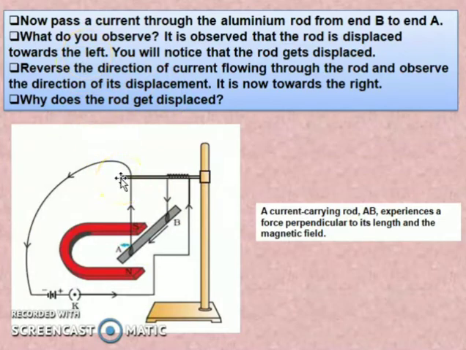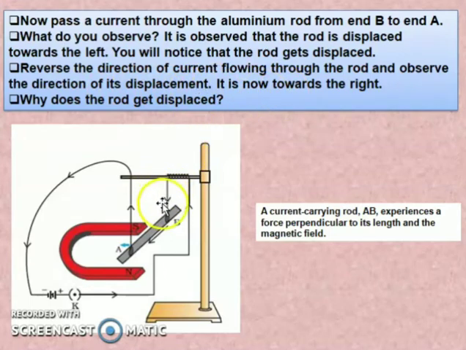So when a current is passed from B to A, the rod will be displaced towards the left. You will notice that the rod gets displaced. Now reverse the direction of the current flowing through the rod and observe the direction of its displacement. Now it is towards the right.